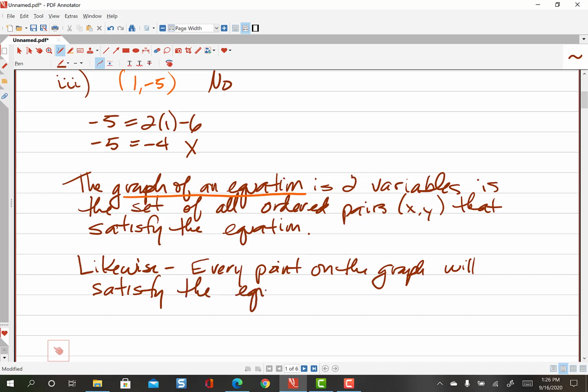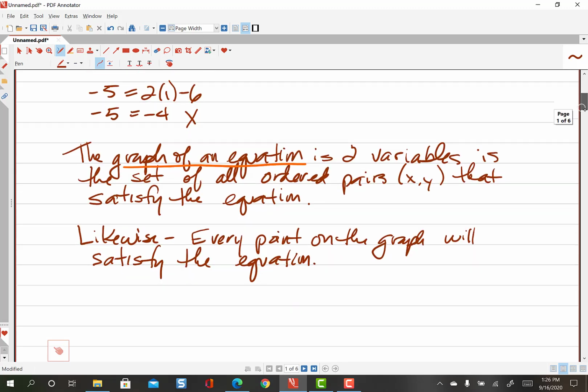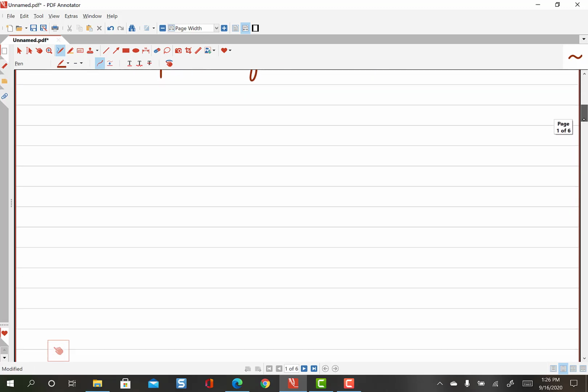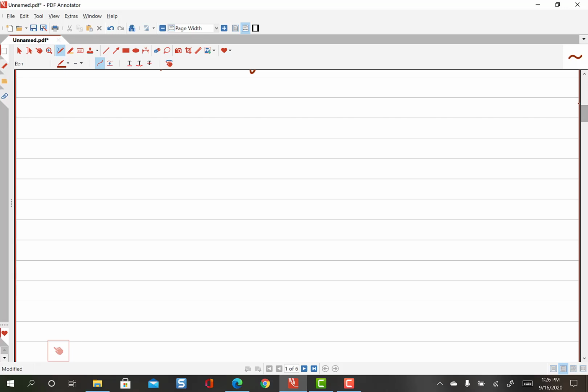Let's say we wanted to graph something and we have no idea what it looks like. One way of doing this is a process referred to as plotting points. We're going to take an equation, pick some x values, figure out the y values, and go from there. So let's say, again using a linear equation, we wanted to graph y is equal to 3x minus 5.